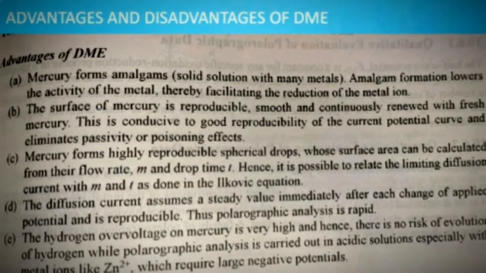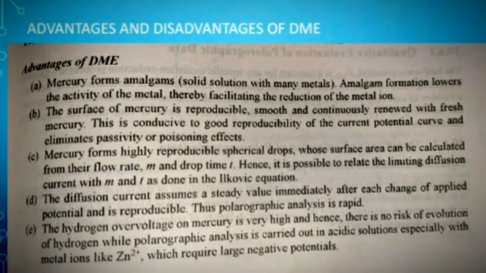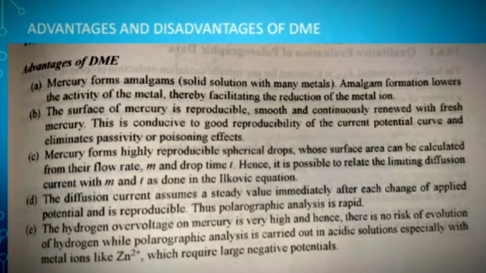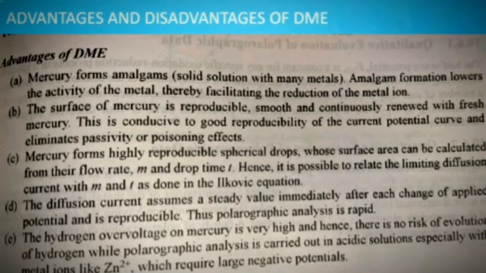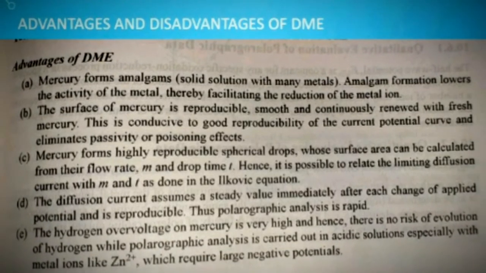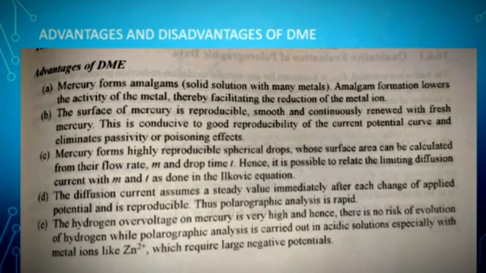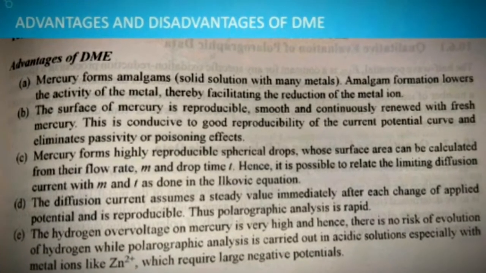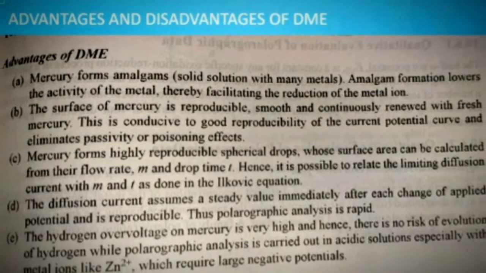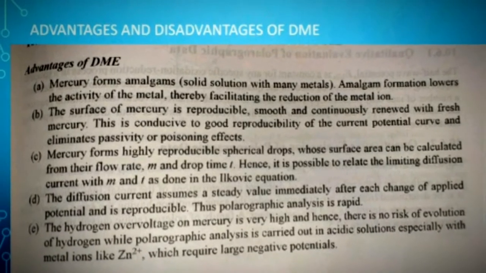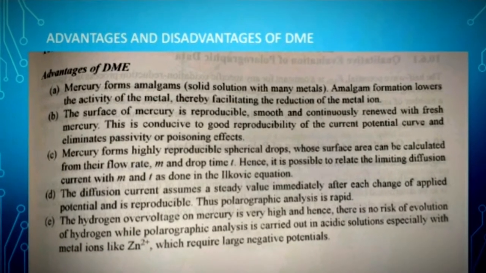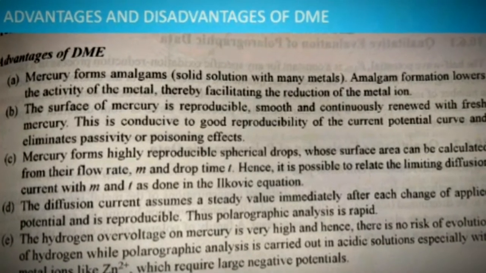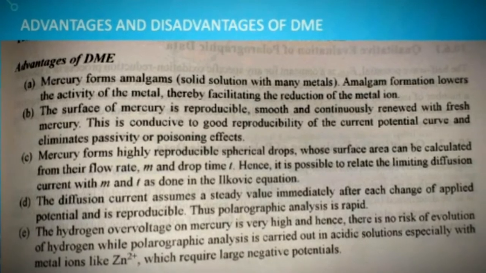The next point says that the diffusion current in this case assumes a steady value. So when you obtain a stable value from a process, we say that this process is highly stable or instantaneous, right? So when you use a dropping mercury electrode, the value of diffusion current remains stable or steady. Thus we see that DME is very useful in this process.